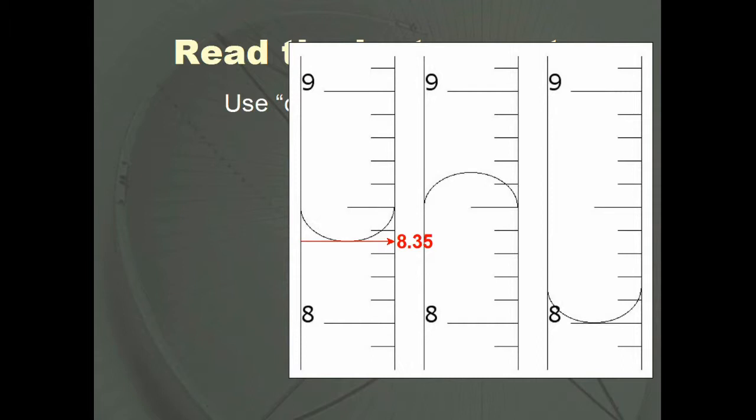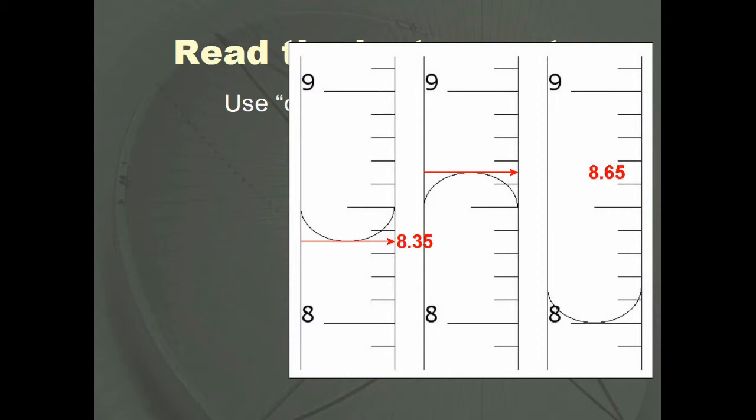The 8 is definite. The 3 subdivisions are also definite and certain. The other one, it's right in the middle between those two, so I guess that's about half, or 0.05, and I can write this down. I can read that graduated cylinder to 3 significant digits. What about if my meniscus goes upward? Well, same rules apply. What would that number be?